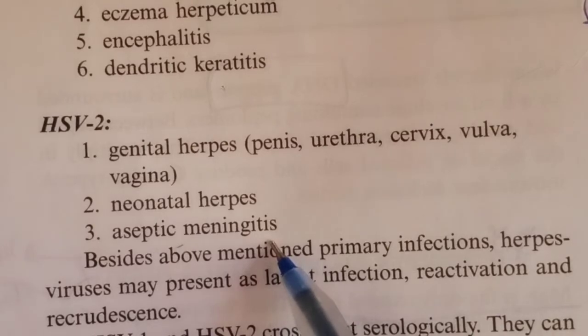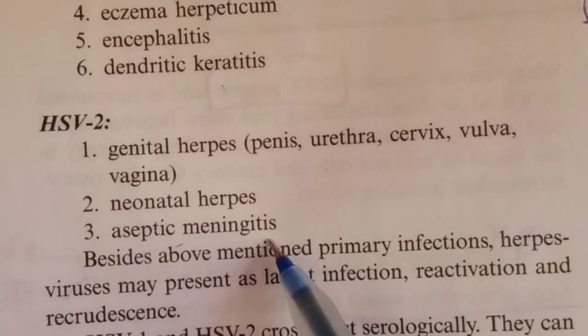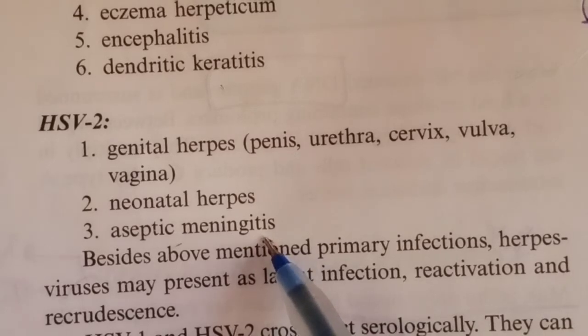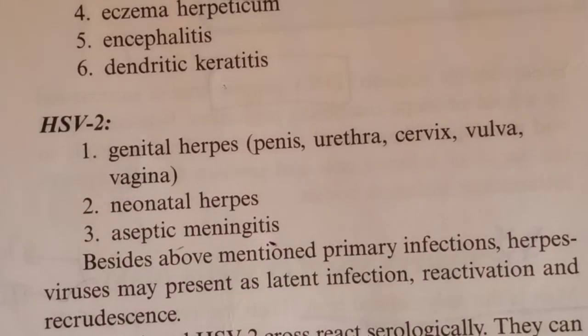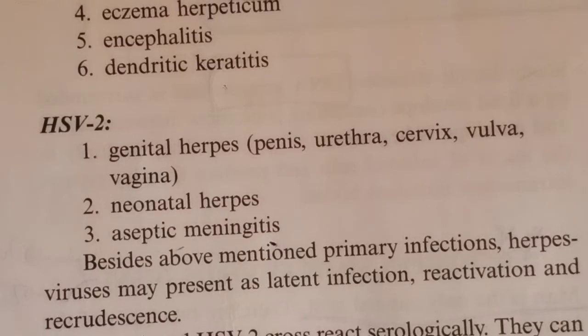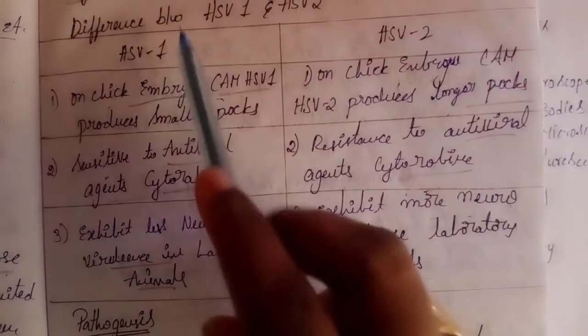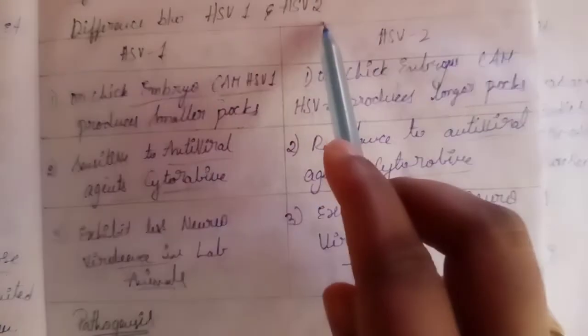HSV2 causes genital herpes. Genital lesions occur on the urethra, cervix, penis and vagina. Neonatal herpes: infection seen in premature infants. The infection will spread throughout the body to many organs. Let's see the differences between HSV1 and HSV2.